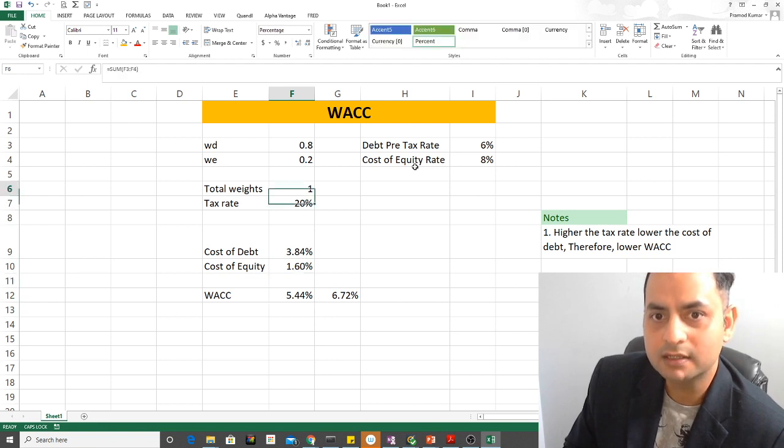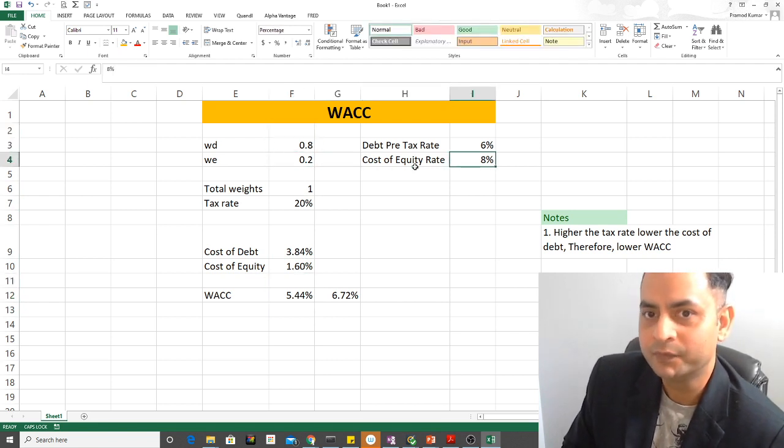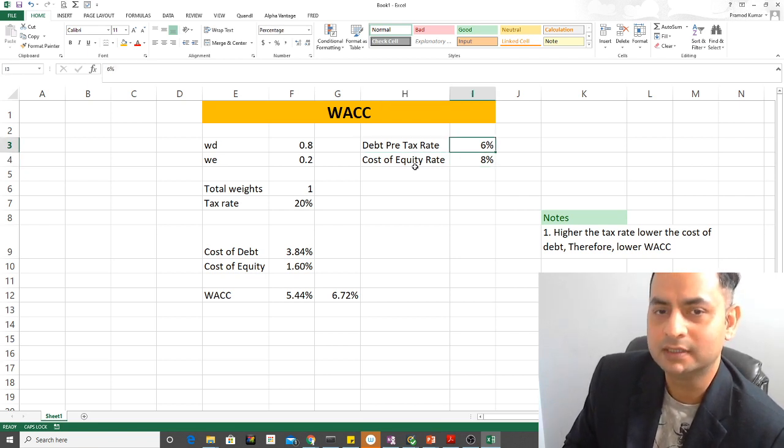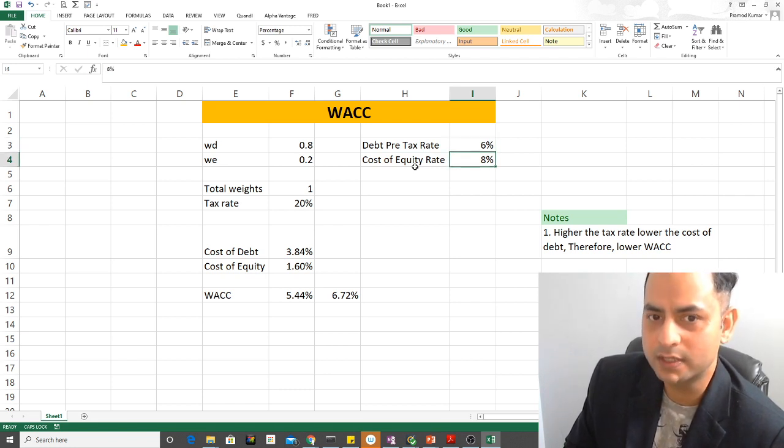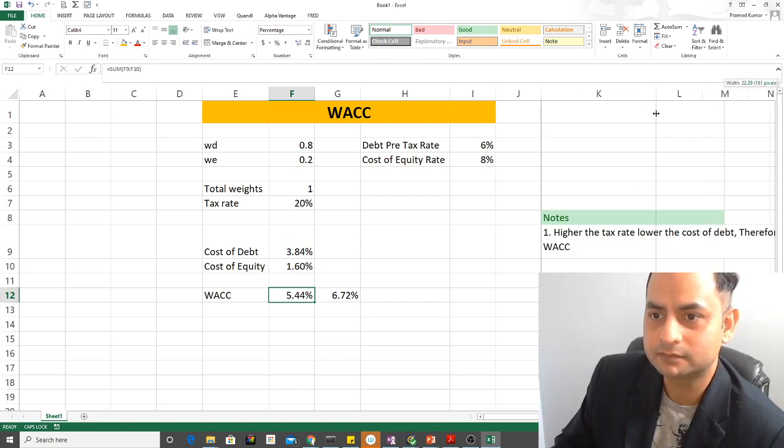So this means it's in the best interest of the company to raise more debt, right? Because the cost of debt is lower as compared to the cost of equity. So that's another very, very important point I'd like to add here, right?